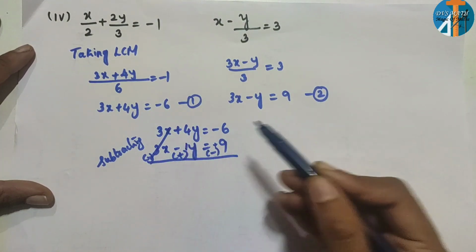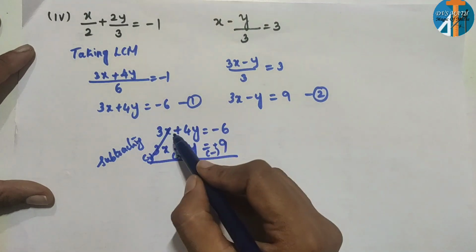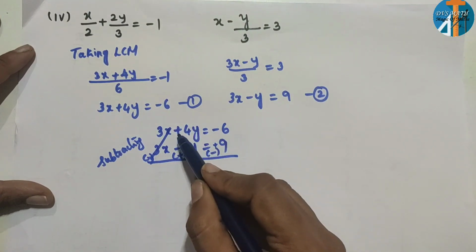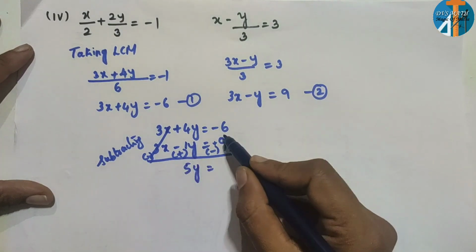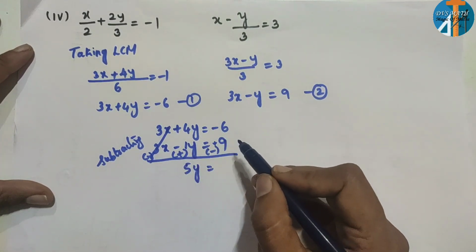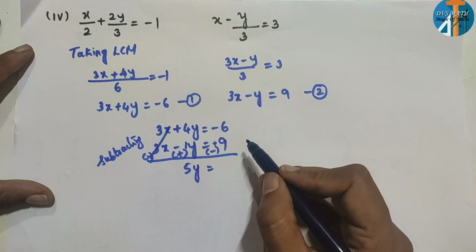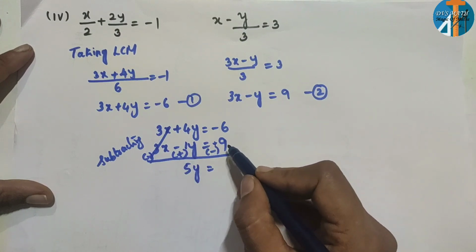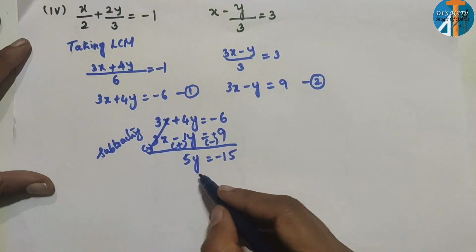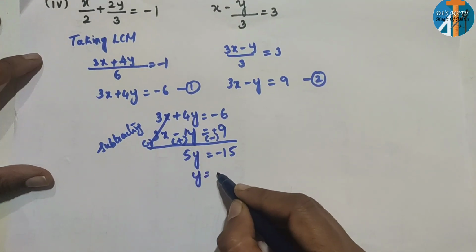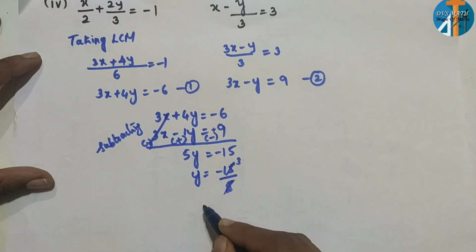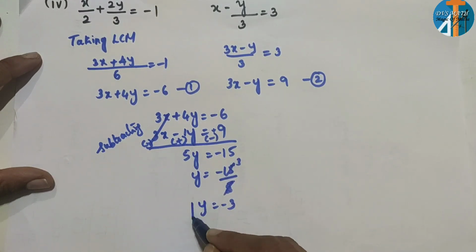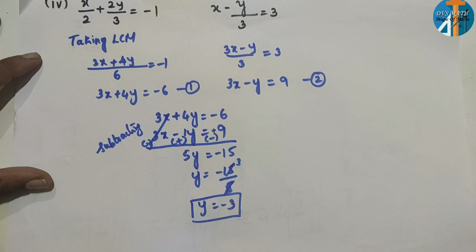Now plus 4. Here if it is nothing there, we have to consider it as 1, right? Plus 4 plus 1. It is 5y is equal to minus 6 minus 9. Both are minus here. Both are minus means you have to add, but you have to keep the minus sign. So it is minus 15. So y value you need. Y is equal to minus 15 by 5. 5 1s are, 5 3s are. Y is equal to minus 3. Yes, you got the y value.